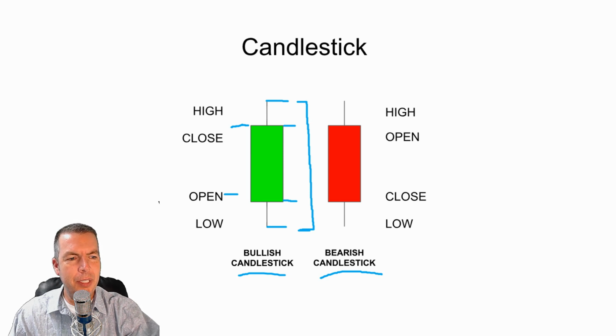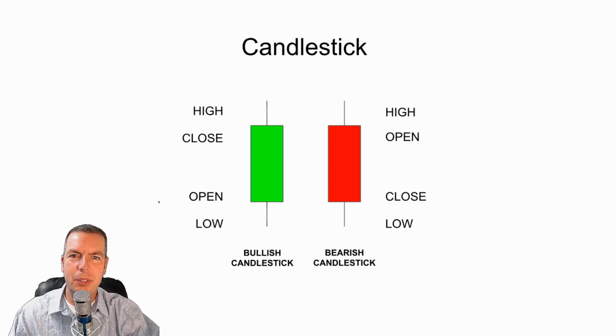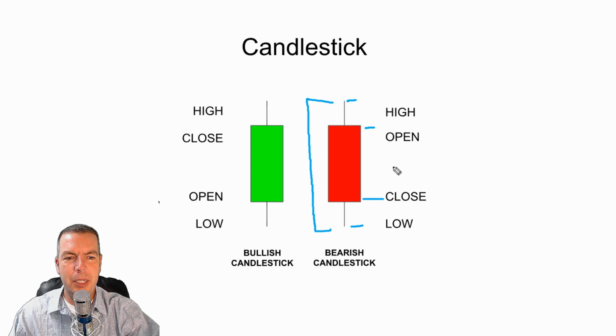Now let's take a look at the bearish candlestick, which is just the opposite of a bullish candlestick. We still have the high, the low, the open and the close. Again, we have the range of the candle, but because the close was lower than the open, this becomes a bearish candlestick. Now I want to point out that the range between the open and the close is called the body of the candle.